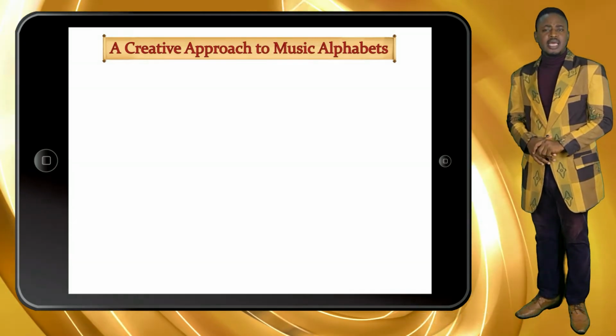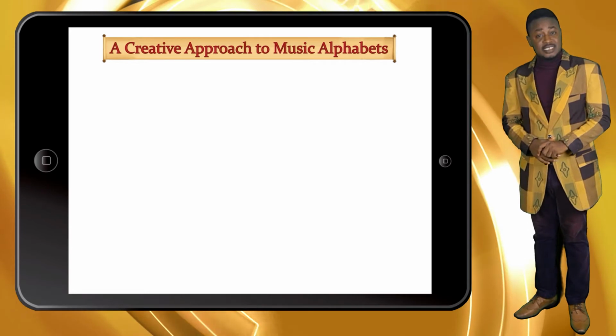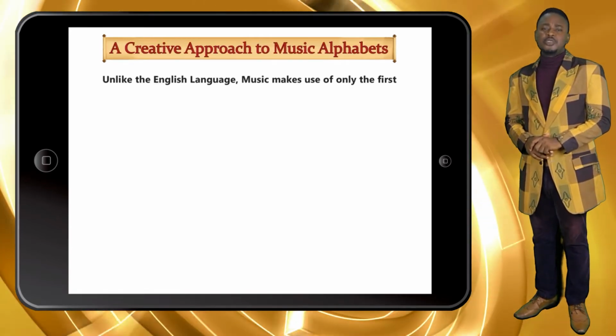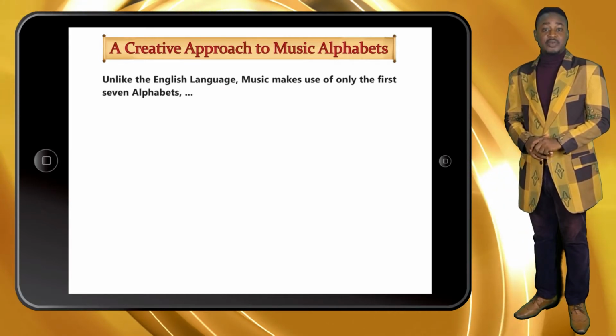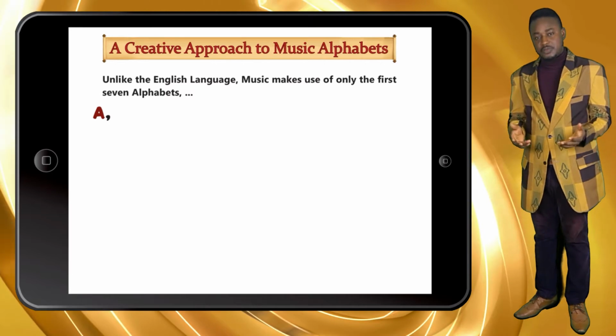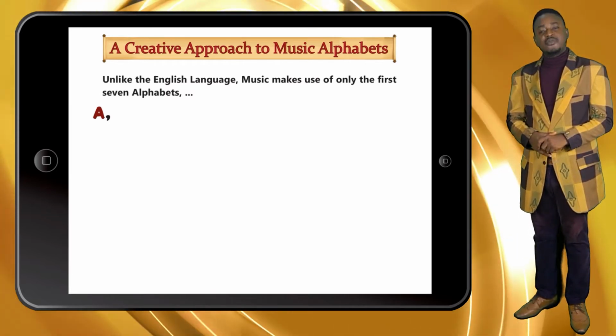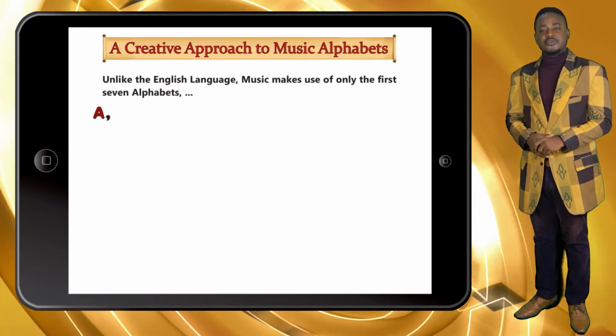Today we will be looking at the musical alphabet and then focus on finding all the C's and F's on the piano. Unlike the English alphabet, music makes use of the first 7 alphabets, which are A, which is the first of the English alphabet, the first of the musical alphabet, and also the first key that can be found on a standard 7-octave piano.